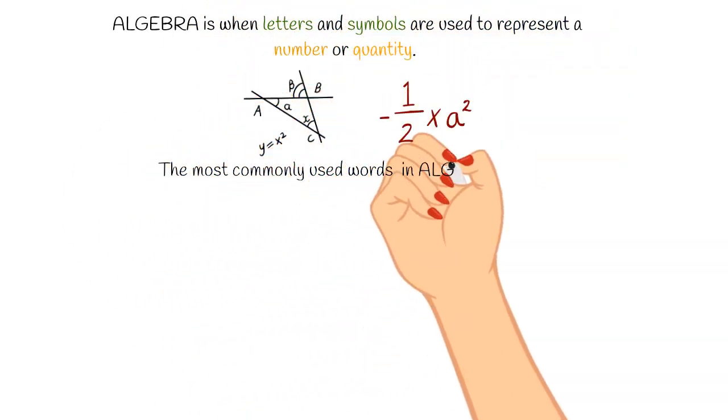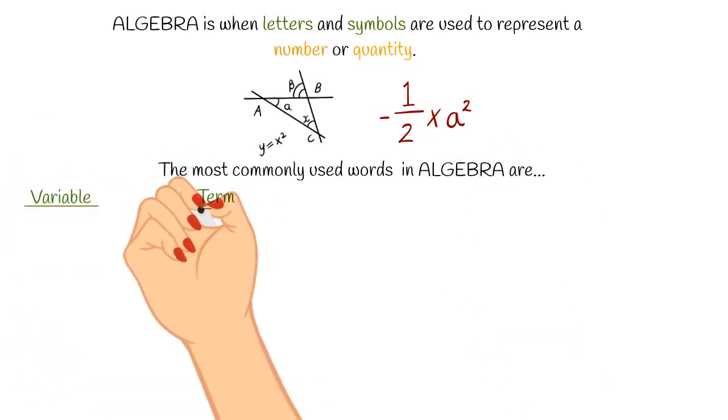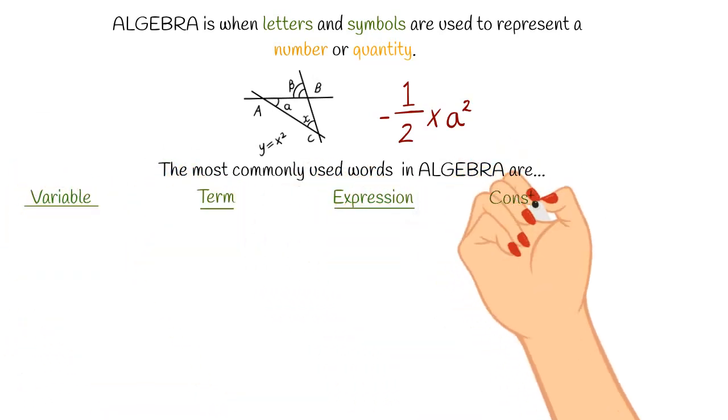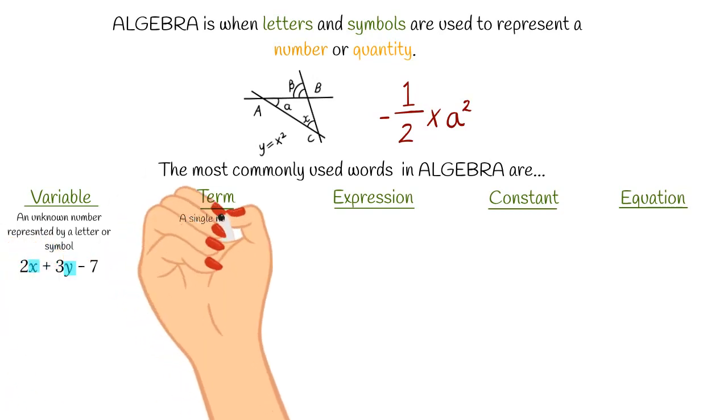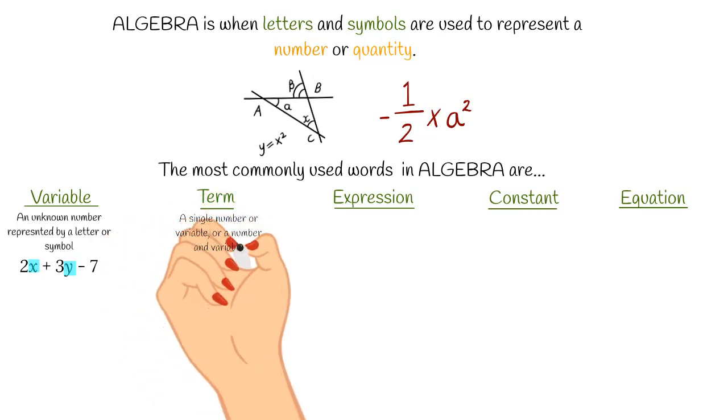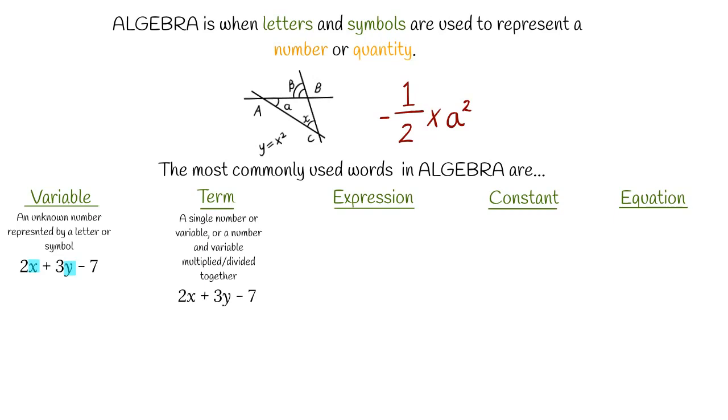The most commonly used words in algebra are variable, term, expression, constant, and equation. A variable is an unknown number represented by a letter or symbol. So if we have something like this, the variables are x and y. A term is a single number or variable, or number and variables multiplied and divided together. So in this case, the 2x is a term, the 3y is a term, and so is the -7.